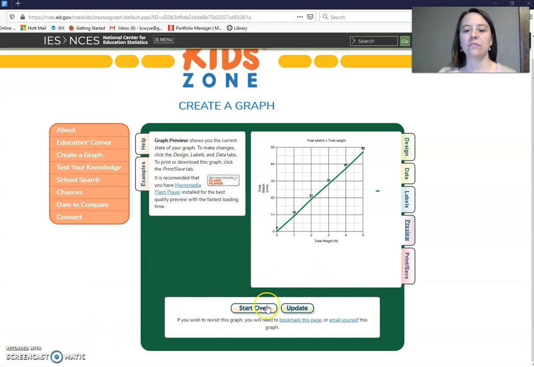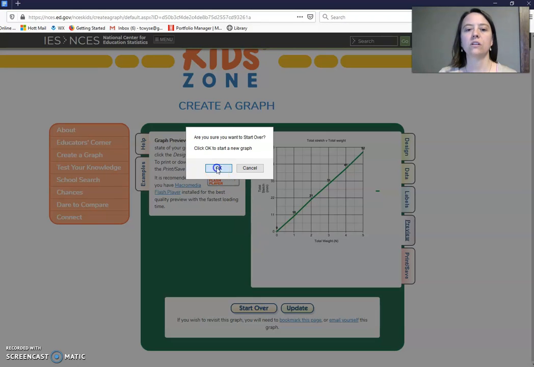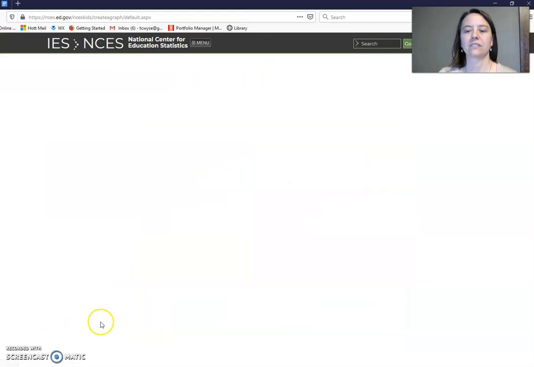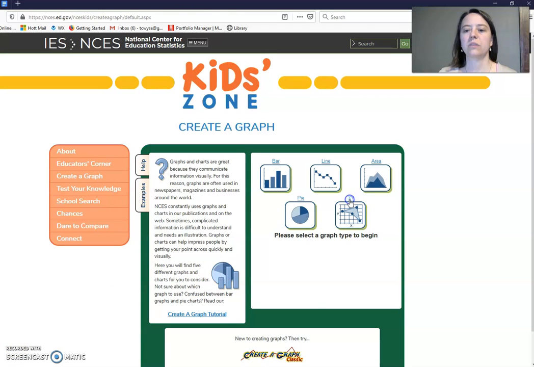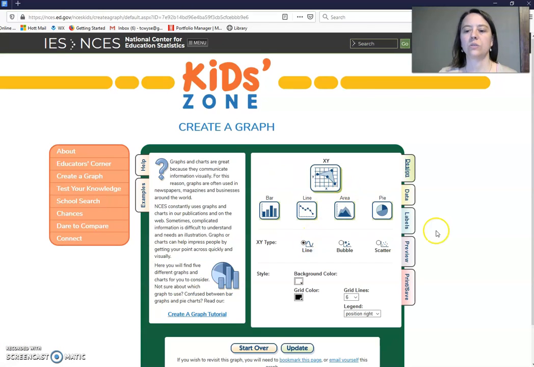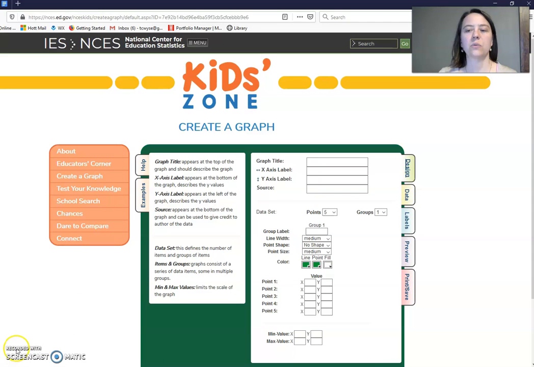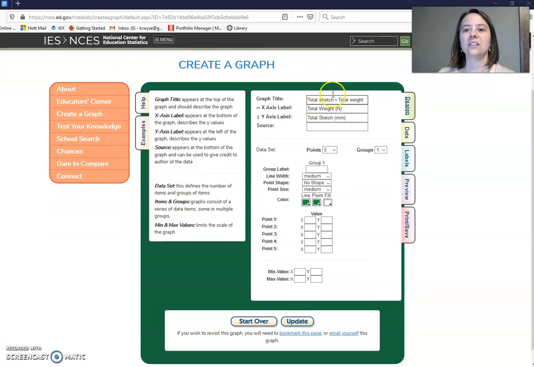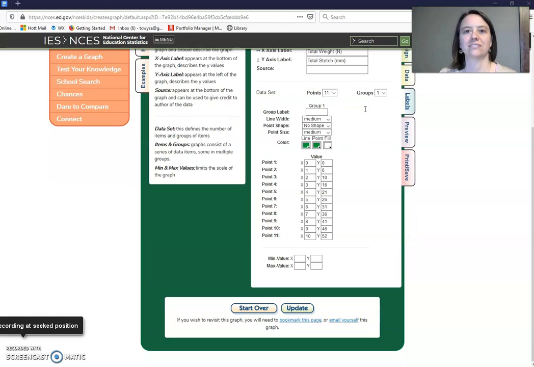Okay, to make a new graph, you will want to start over. And we're going to pick an XY. We're going to do a line and data. You'll want to enter your data just like before. Graph title, total stretch versus total weight. The x-axis is total weight in newtons. The y-axis is total stretch in millimeters. And now this time we have 11 points instead of 5. We have 1 through 10 plus 0. And then you want to enter your data just like we did before.